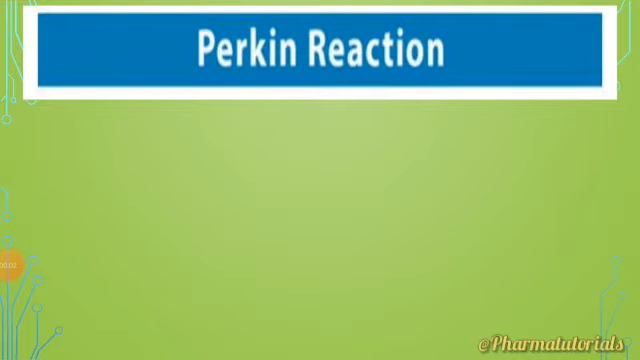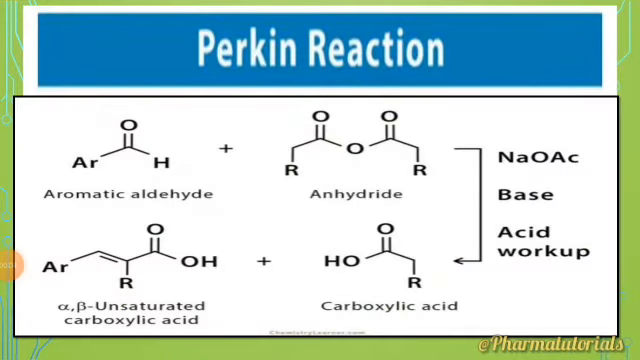Perkin condensation is an organic reaction used for the synthesis of alpha-beta unsaturated aromatic acids by the condensation of an aromatic aldehyde and an acid anhydride in the presence of an alkali salt of the acid acting as a weak base. Generally such a reaction is only applicable to aromatic aldehydes and is useful for the preparation of substituted cinnamic acid.